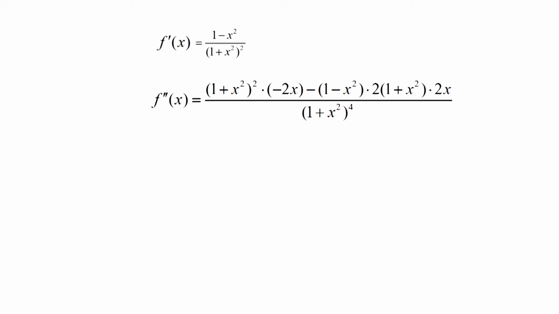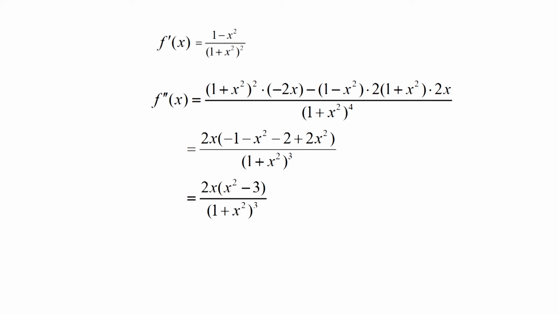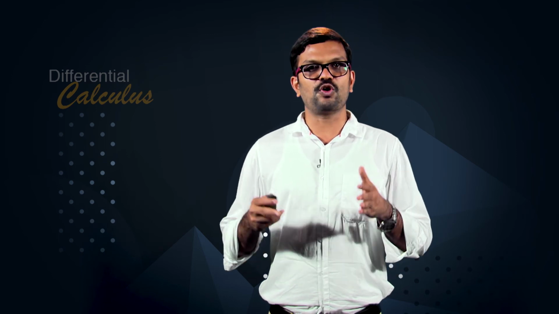f''(x) = [(1 + x²)²(−2x) − (1 − x²)·2(1 + x²)(2x)]/(1 + x²)⁴, which is equal to 2x(−1 − x² − 2 + 2x²)/(1 + x²)³, which is equal to 2x(x² − 3)/(1 + x²)³, which is equal to 2x(x − √3)(x + √3)/(1 + x²)³. The denominator (1 + x²)³ is always positive.